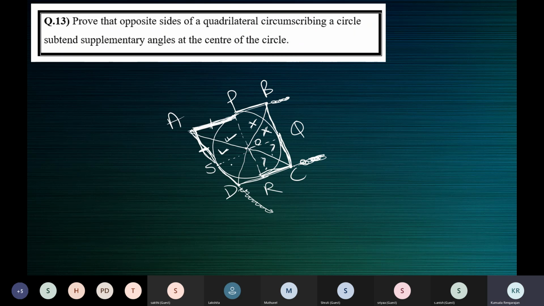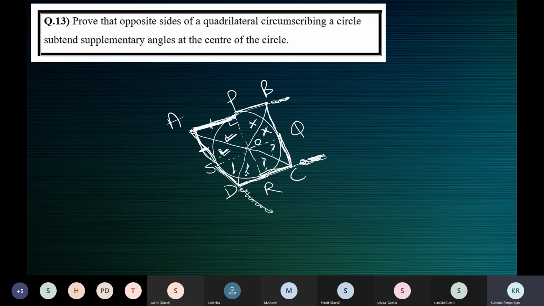And finally, these two triangles. DR of this triangle and DS of this triangle. DR is equal to DS, right? Tangents from an external point of the circle are equal. So it's easy to show that these two triangles are congruent to each other. It's very easy. There's a lot of information.